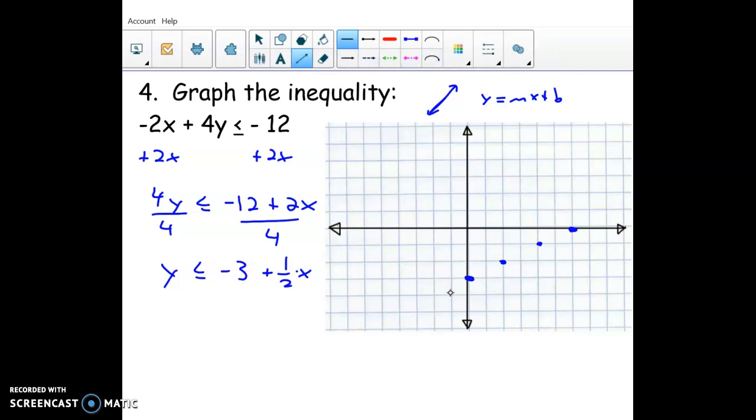So this should be a solid line through those points, all right? Because there is an equal to. If there wasn't, it'd be dashed. And then you have to shade.